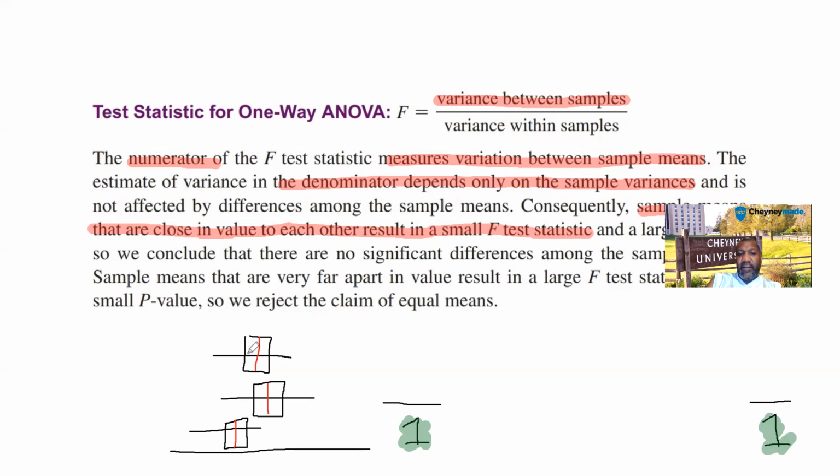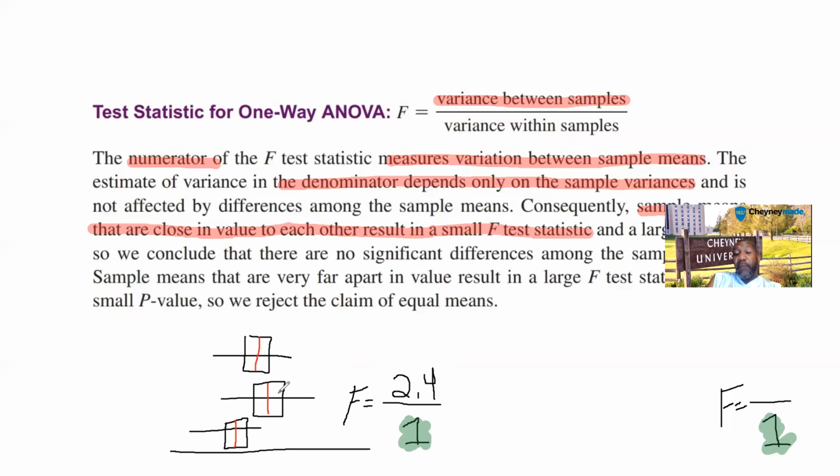Now, looking at this right here, the numerator of the F value is said... F has a numerator and a denominator, right? So what I'm saying here in this sample is that sample means that are close in value to each other result in a small F statistic, right? So these are pretty close to each other. So I'm going to give that a value of maybe 2.4 because they're kind of close together.